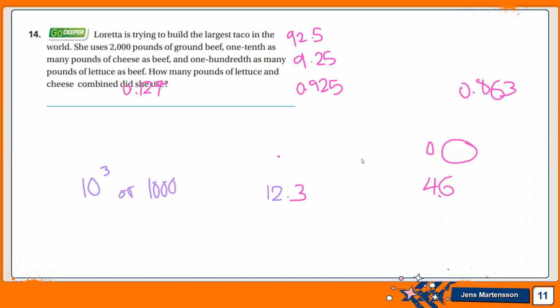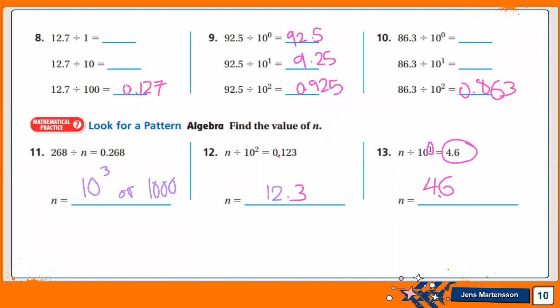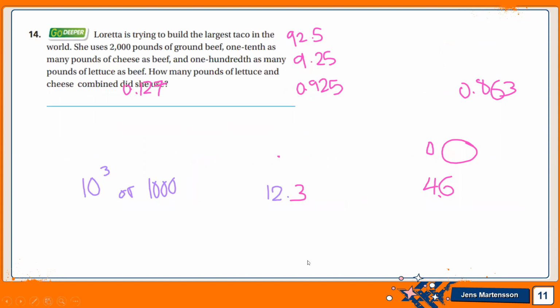Now, the last one here, number 14, with who after Hunada. Yes, Hunada. Rita is trying to build the largest taco in the world. She uses 2,000 pounds of ground beef, 1/10 as many pounds of cheese as beef, and 100 as many pounds of lettuce as beef. So how many pounds of lettuce and cheese combined did she use? Let's do it now together.